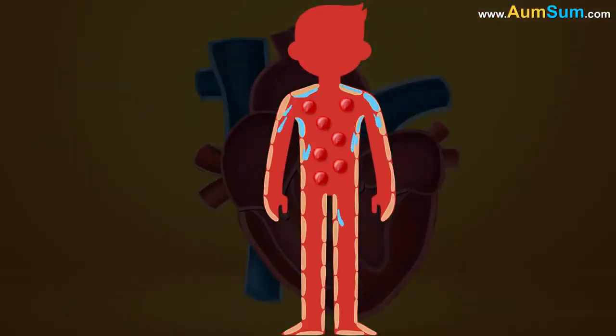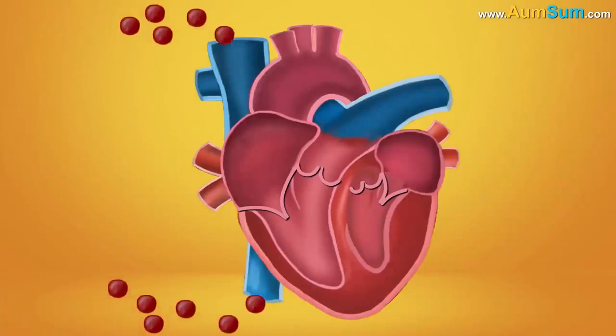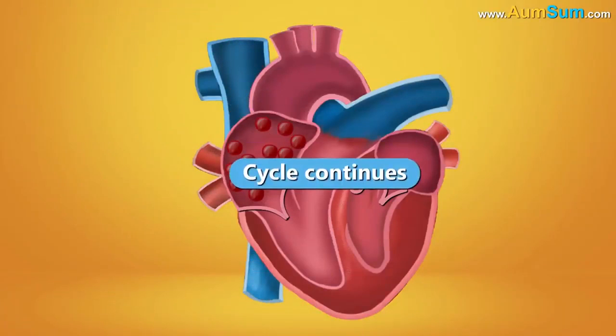Thus, oxygenated blood is delivered to every cell. This completes one cycle of blood circulation. Now, deoxygenated blood is again collected, brought back to the heart, and the cycle continues.